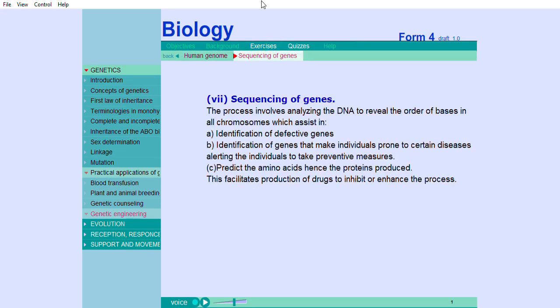Sequencing of genes. The process involves analyzing the DNA to reveal the order of bases in all chromosomes, which assists in identification of defective genes, identification of genes that make individuals prone to certain diseases, alerting the individuals to make preventive measures, and predicting the amino acids, hence the proteins produced. This facilitates production of drugs to inhibit or enhance the process.